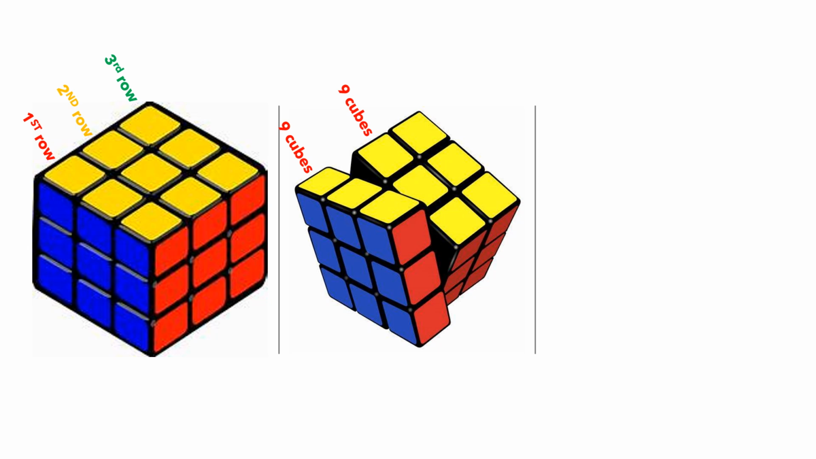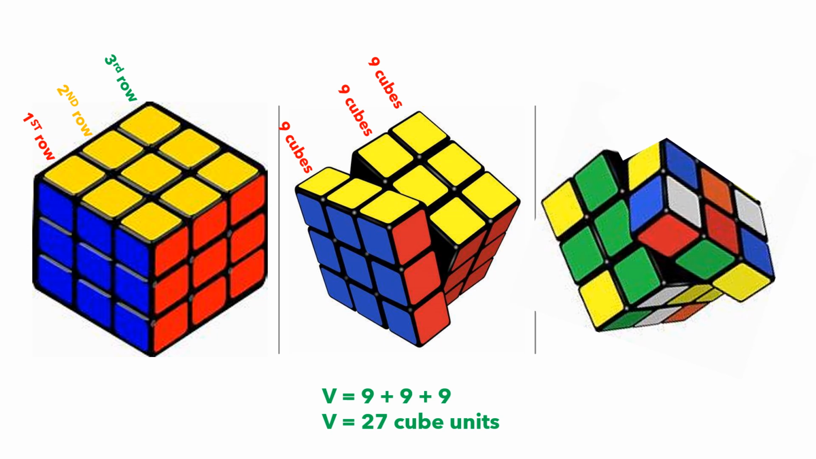Then in the third row you do the same. It is 3 yellow cubes times the 3 red cubes, and you're going to get 9 cubes for the third row as well. So we're going to add all of it together. We say volume is equal to 9 plus 9 plus 9, which gives us 27 cube units for this Rubik's Cube. Now let's just say that it wasn't a cube.